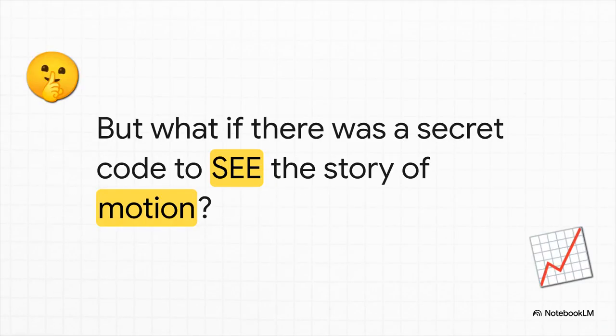But what if I told you there was a way to just bypass our faulty intuition? A kind of visual secret code that lets you see the story of motion, making all these abstract ideas crystal clear. Well, there is, and it's all about graphs.